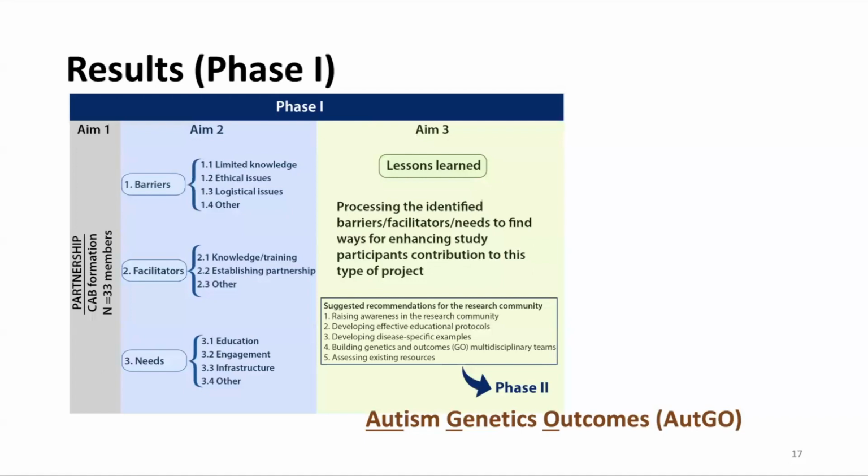We also identified a list of recommendations, including the need for raising awareness in the research community and the need to develop disease-specific examples. We chose autism to develop condition-specific examples and for the refined engagement and implementation protocols that we have developed.